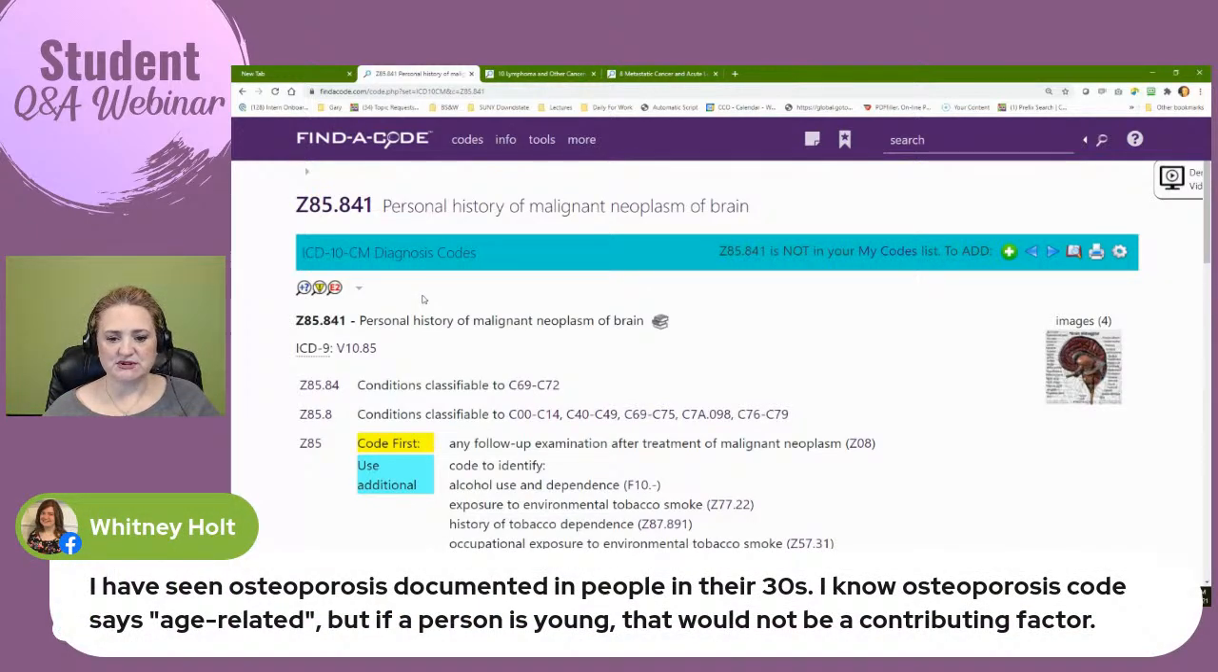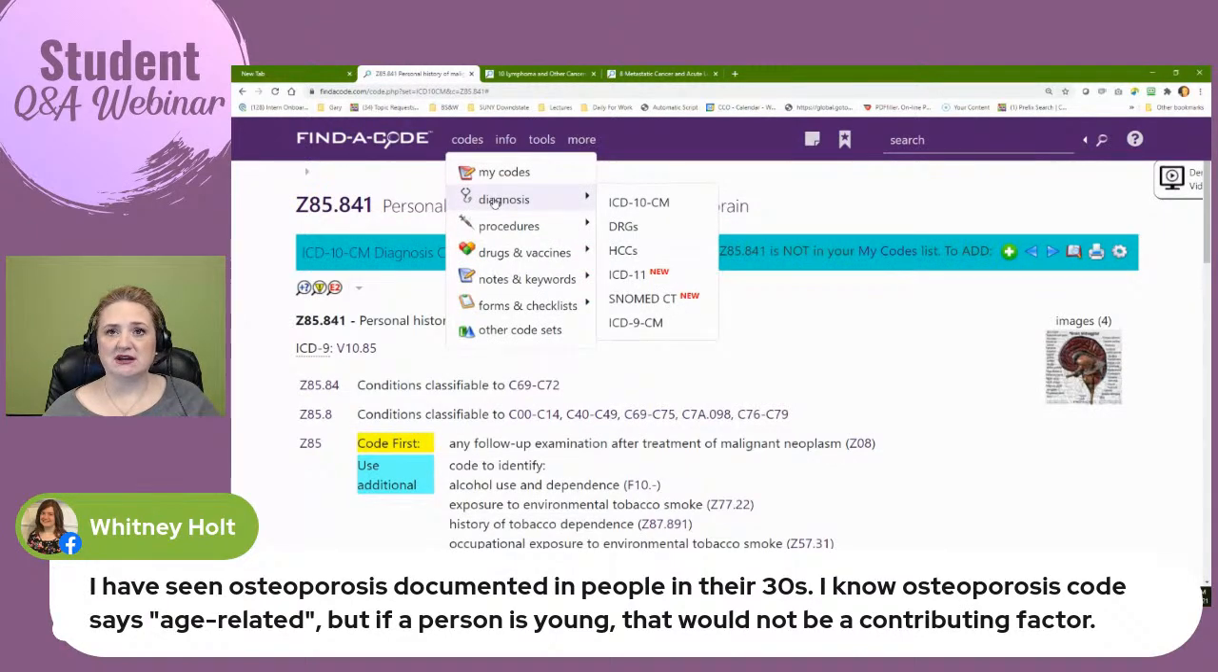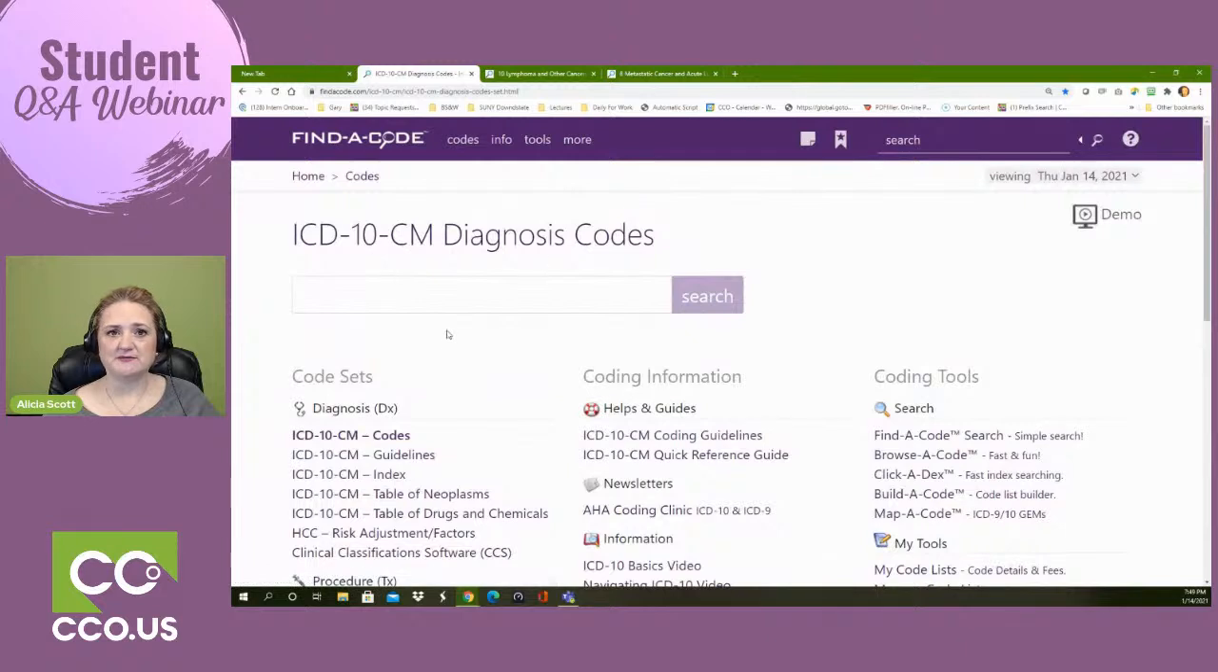I've seen osteoporosis documented in people in their 30s. Yes, I know the osteoporosis code says age-related, but if a person's young, what would be the contributing factor? Well, there is more than one type of osteoporosis. There is senile osteoporosis, right? So let's go look at senile osteoporosis and look at the definition.